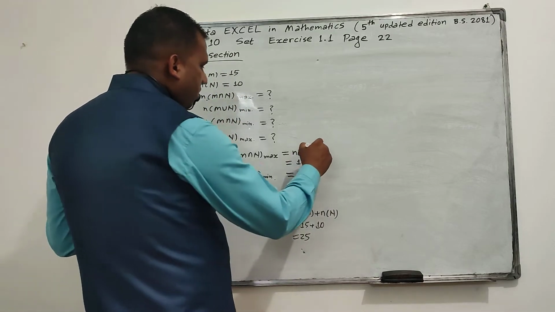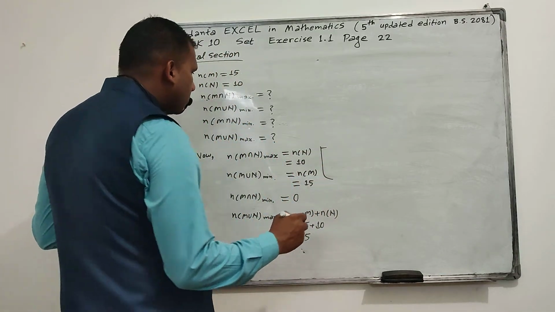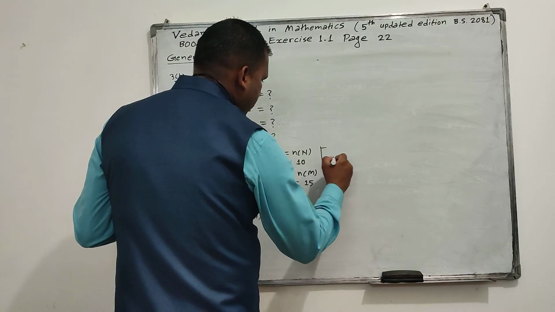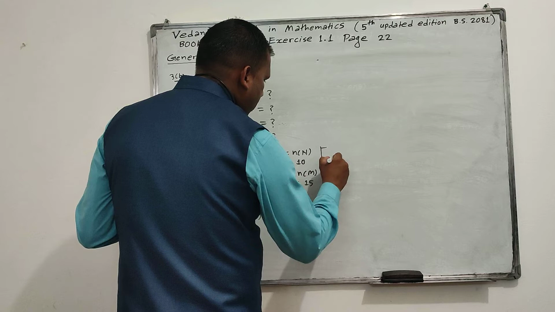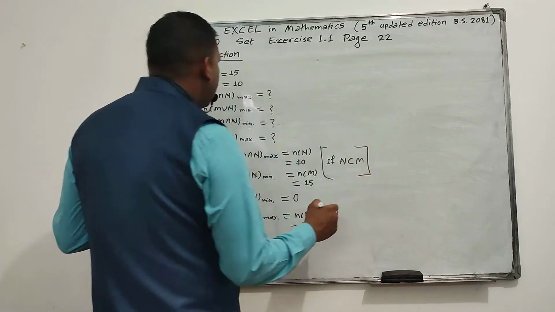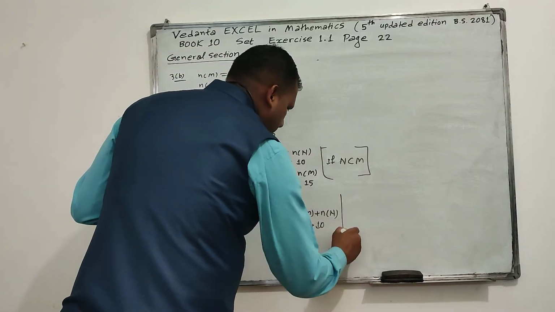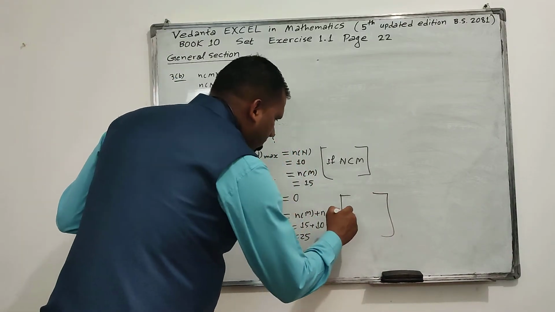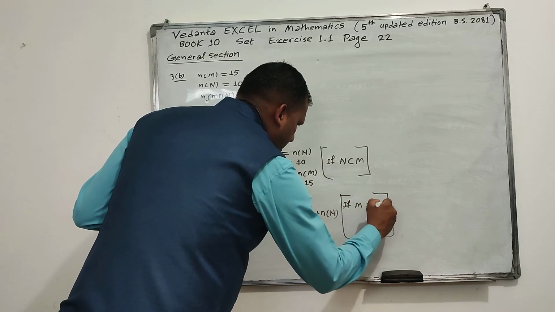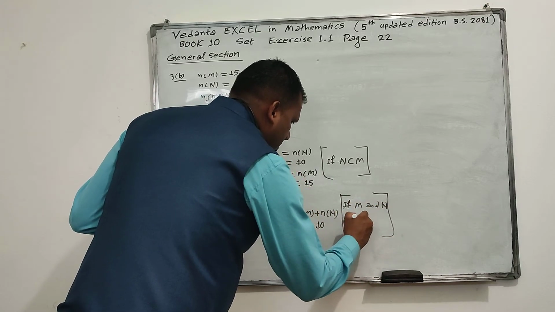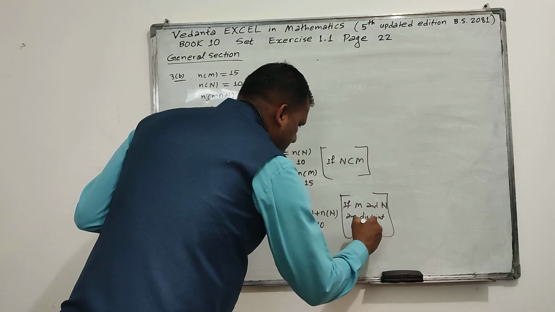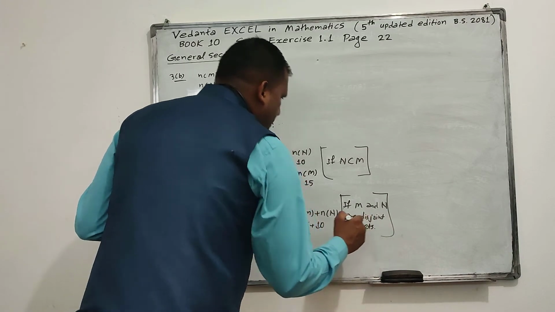In first case, if N is a proper subset of M. In second case, if M and N are disjoint sets, this is the required condition.